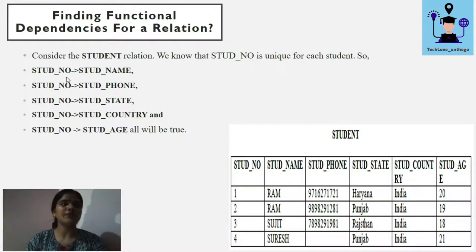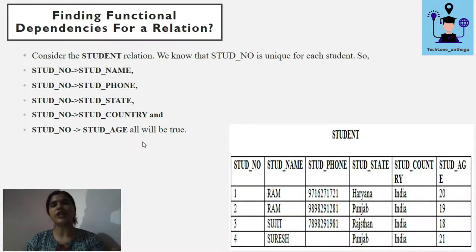So here some dependencies are very clear: student number is able to determine the student name, student number is able to determine the student phone number, student number is able to determine the student state, student number is able to determine the country of the student, as well as the student number is able to determine the student age.